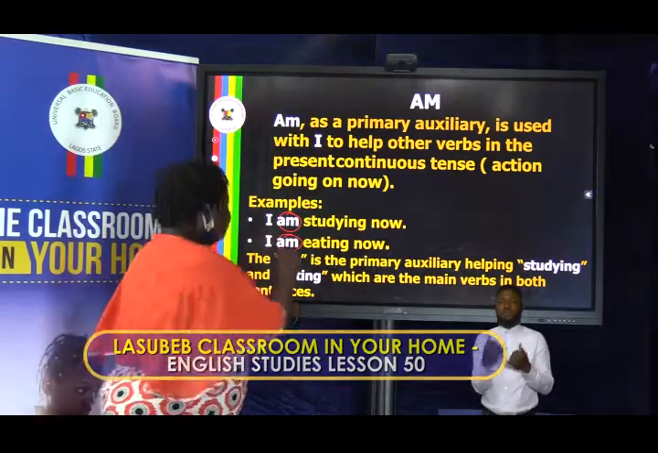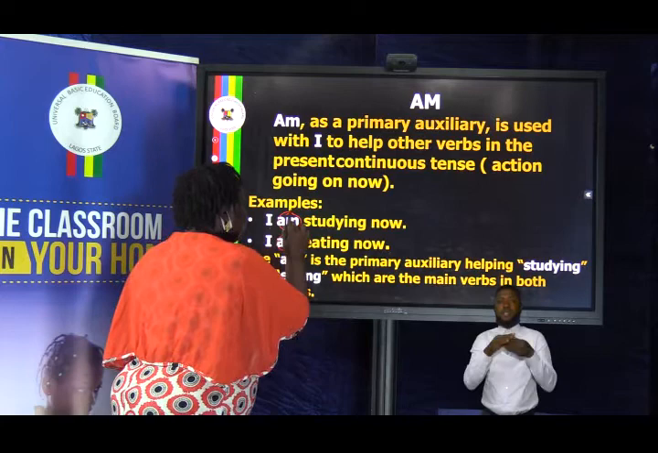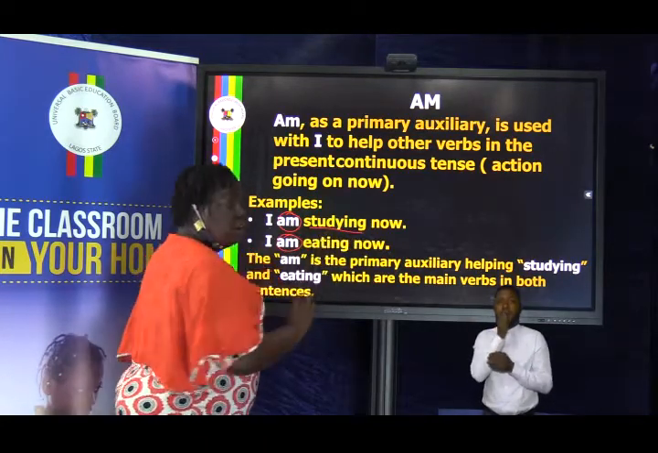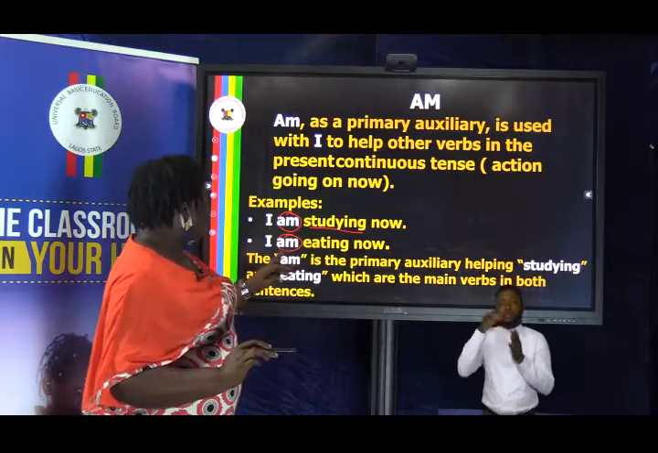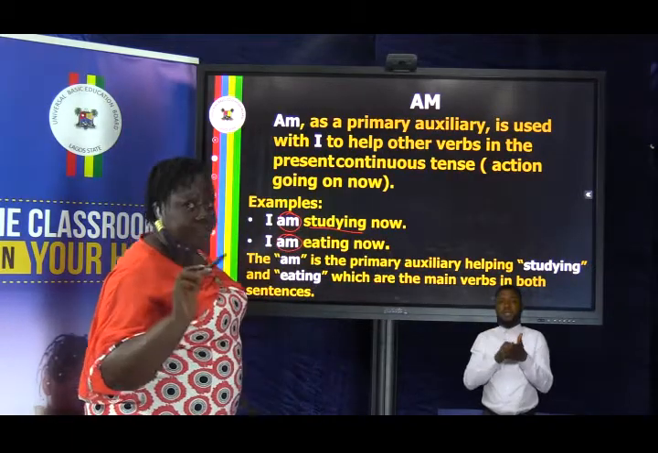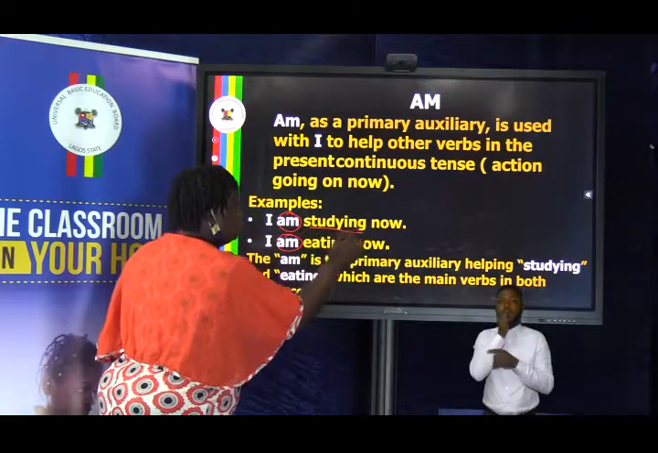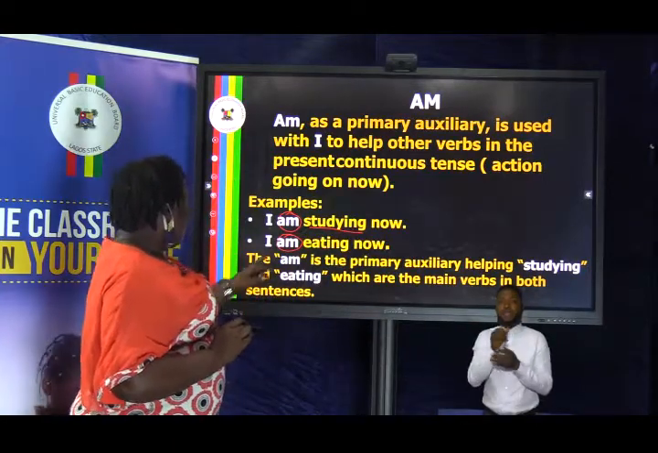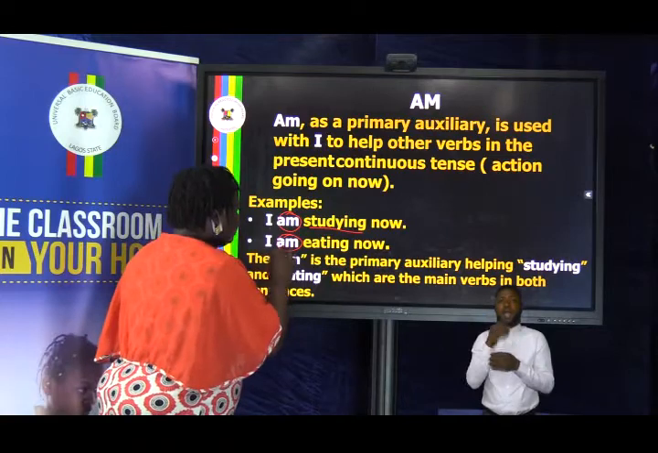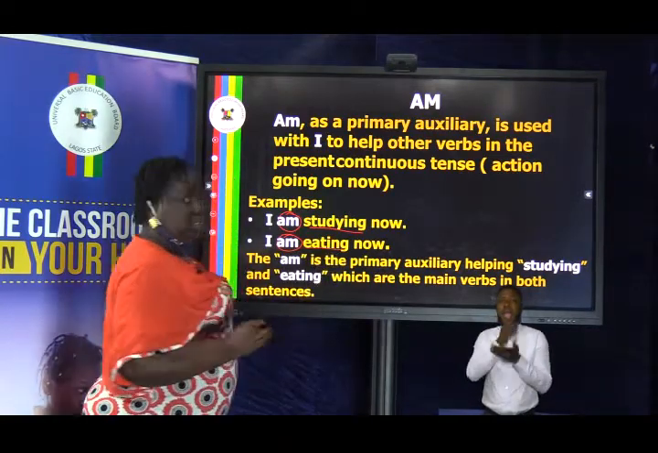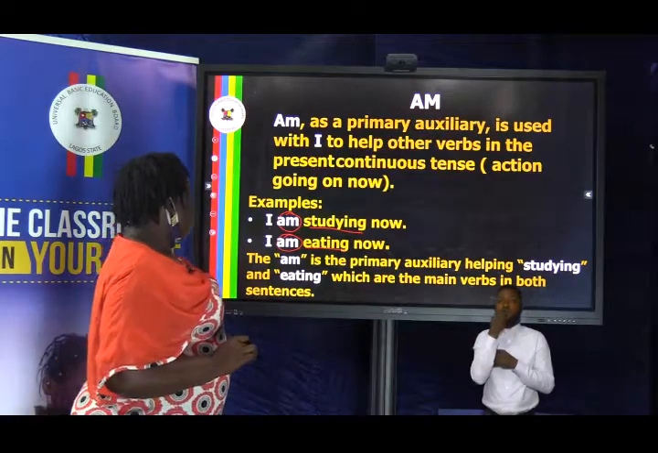The am in the first sentence is helping studying. Am is helping studying. Don't forget we said that it is used to help other verbs. So am here is helping studying. And in the second example, it is helping the word eating. It is an ongoing action.